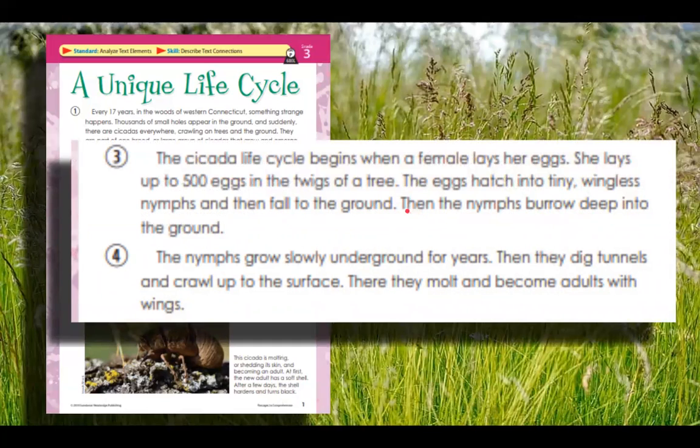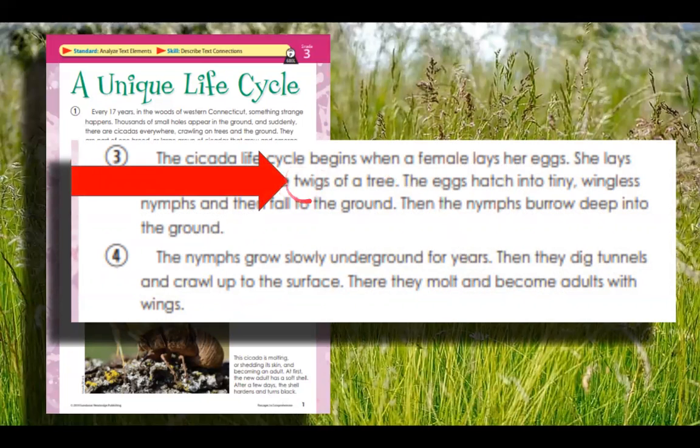I can figure these words out by looking around and rereading the sentence all around it. And it kind of gives me an idea. So it says, then the nymphs, and I didn't know that word, they do something deep into the ground. Burrow must mean they dig into the ground, right? The nymphs grow slowly underground for years. Then they dig tunnels and crawl up to the surface. There, they molt and become adults with wings.